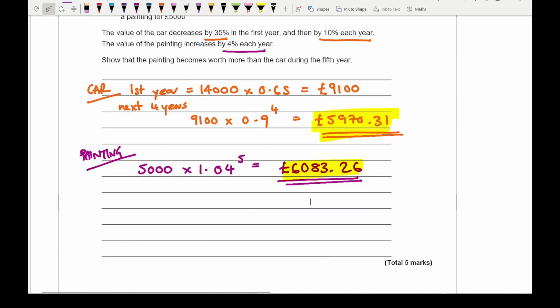So all that's left for me to then do is show that this number here is more than this value here of the car. So all I need to do then is just say that 6,083.26 is greater than 5,970.31. And there we go.